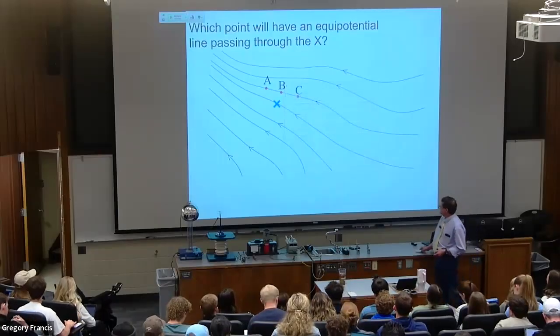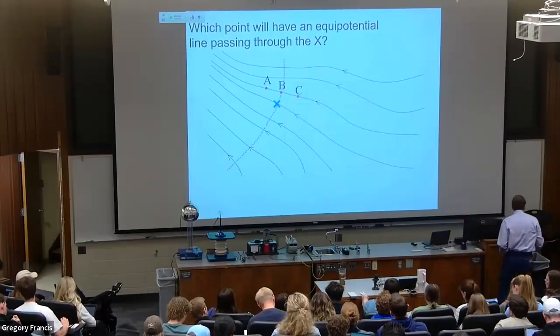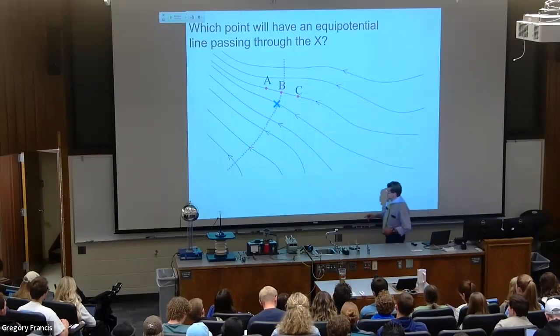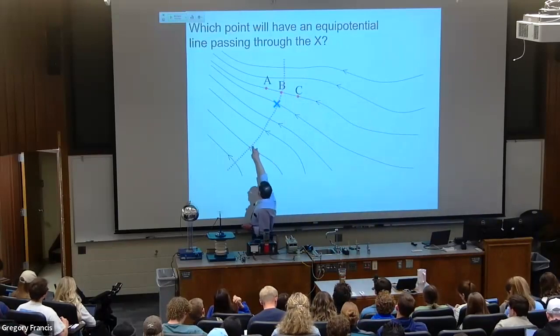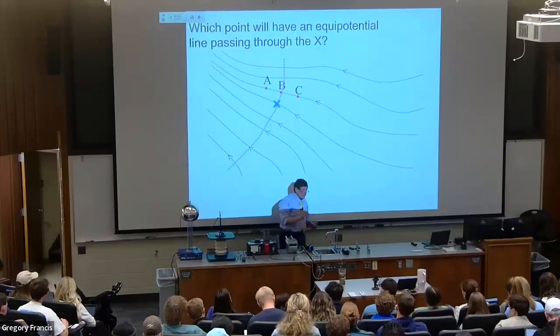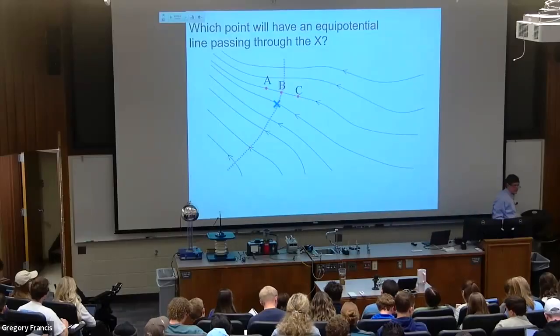So that line has to be perpendicular to every single field line that it crosses. This has to be 90 degrees. This has to be 90 degrees. Every time it crosses a field line, it has to do it at 90 degrees, perpendicular.